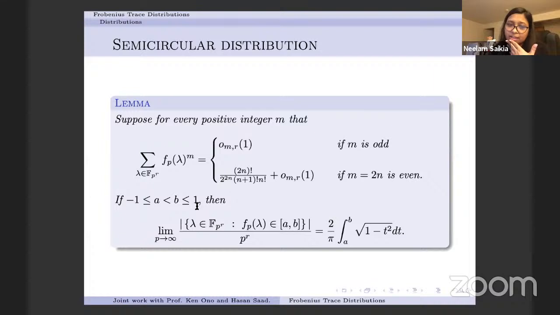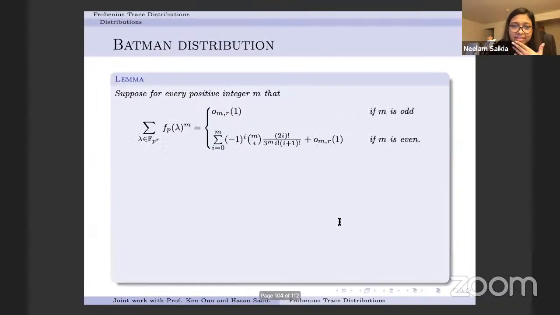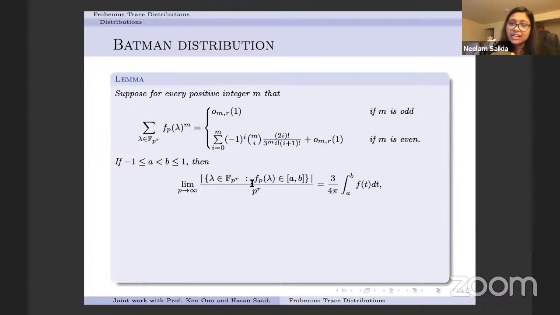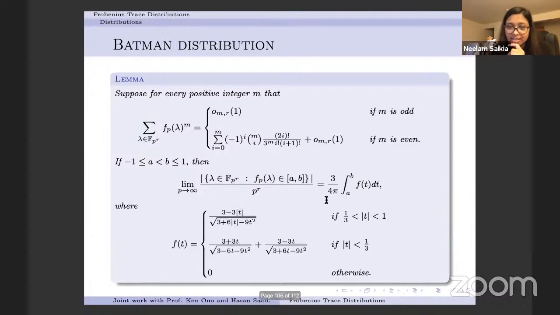And yes, when we consider the limiting distributions of the renormalized values of these functions, then we obtain this kind of integral. And in the second lemma, we obtain that if we have the moments like this, then the limiting distribution of the renormalized values of this function converges to this integral, where ft is given by this function.